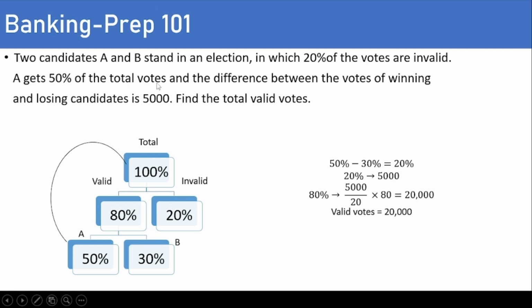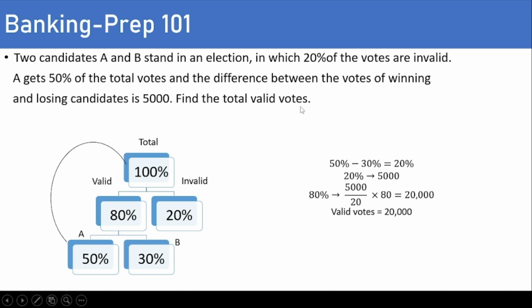Now A gets 50% of the total votes. So total votes are 100%. If we take 50% of it, A would get 50%. And out of this 80%, A has gotten 50%, so B would get 30%. Now it says the difference between the votes of the winning and the losing candidate is 5,000. That means 50% minus 30% equals 20%, and this 20% corresponds to 5,000.